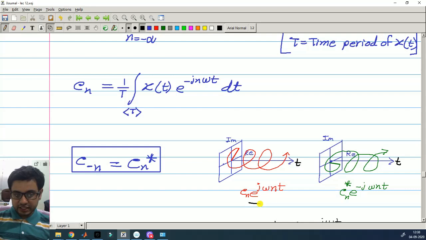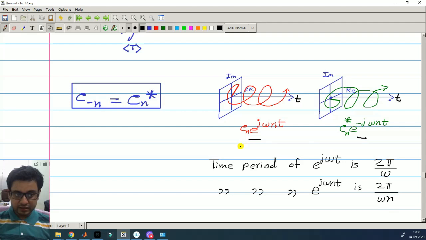And these two signals start from opposite or symmetric positions at t equal to 0. We have seen this yesterday. And these are periodic signals, and the time period of e to the power j omega t is T equal to 2 pi over omega, and the period of e to the power j omega n t is 2 pi over omega n.